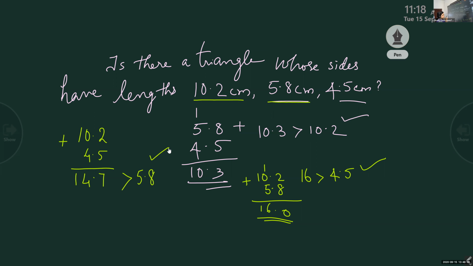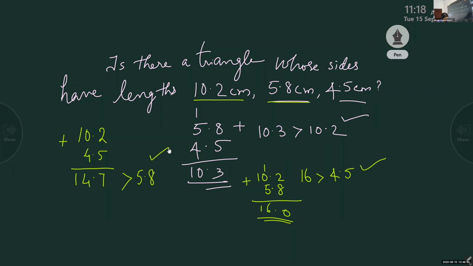Ma'am, can I repeat? Sum of any two sides of the triangle is greater than the third. That theorem you write, and then at last you have to write: it is possible to draw the triangle. That's all. Now I'll say about the next theorem.